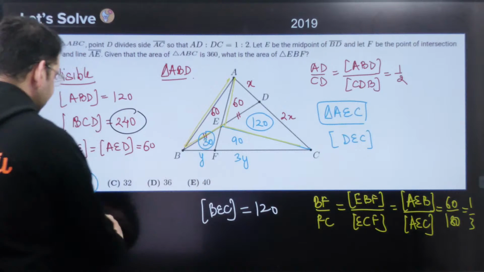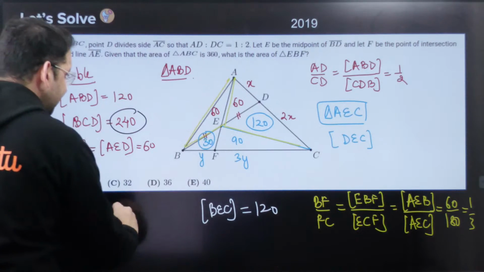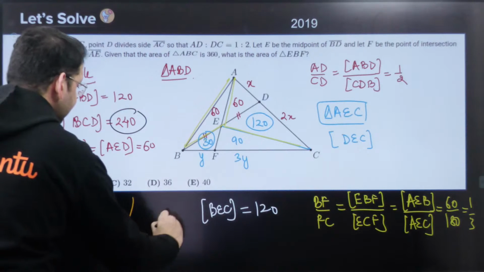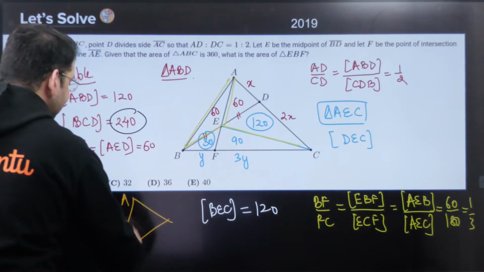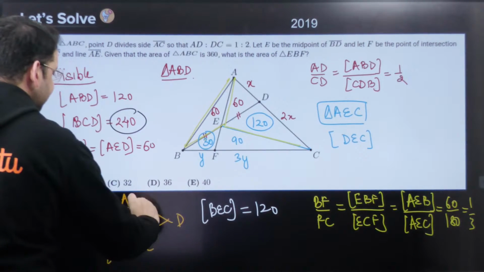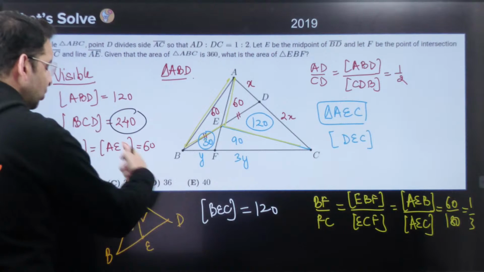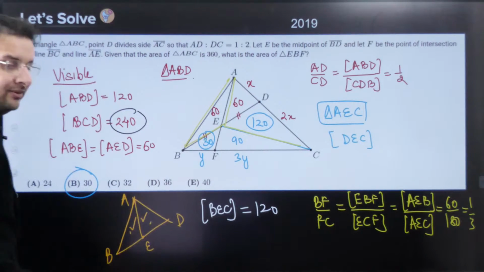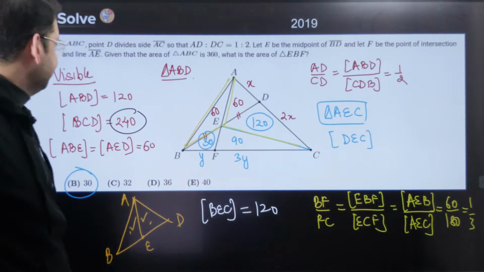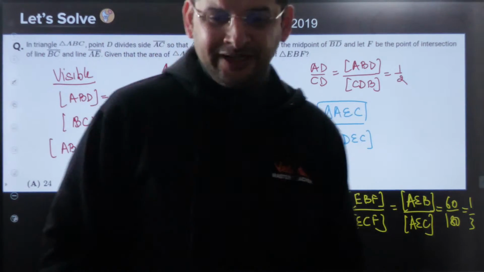Let us take only this triangle, ABD. This is A, this is B, this is D. E is the midpoint. If E is the midpoint, these two areas are going to be equal. And since this whole is 120, this and this will be 60. I hope this is clear. Got it? Right.